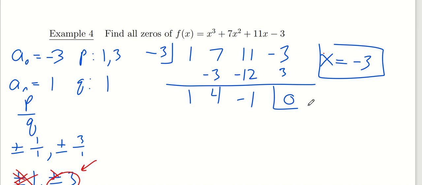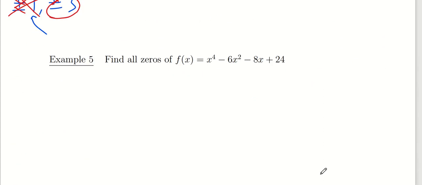Okay. Remember, if x minus negative 3 is a 0, that means that x minus a negative 3, which is equal to x plus 3, is a factor of this polynomial. So we have a partial factorization.